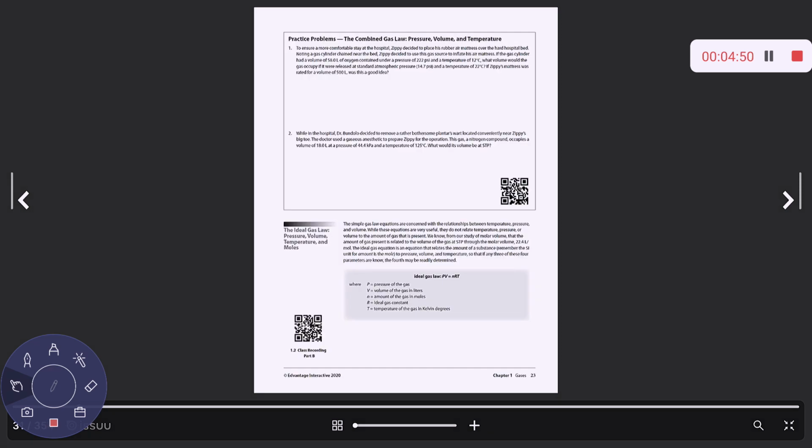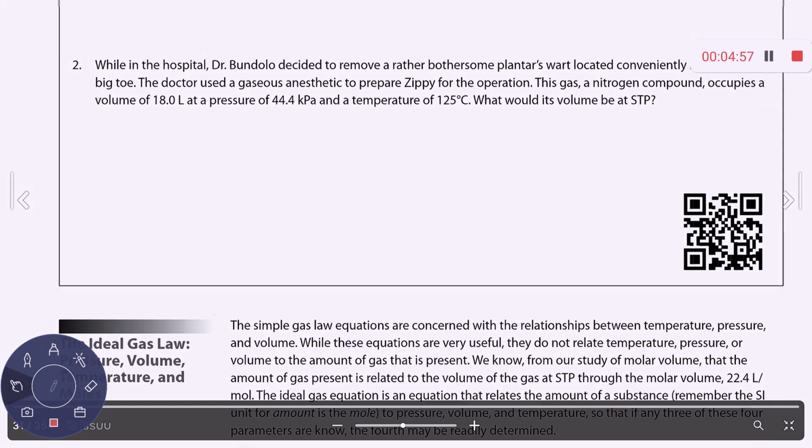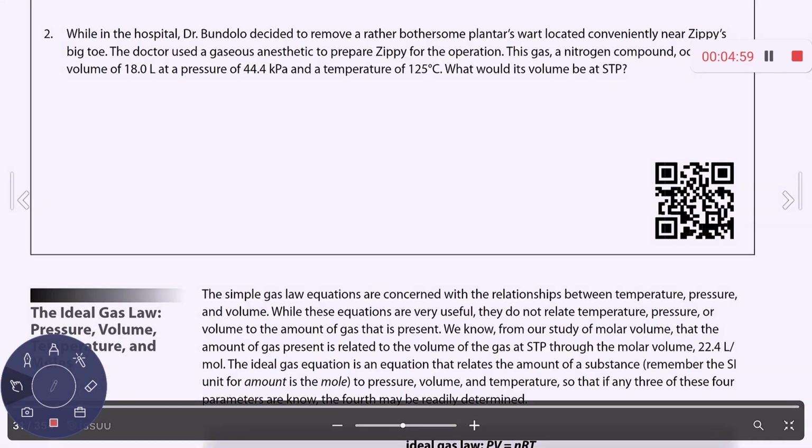Okay. So let's take a look at a practice problem. Do I need to do one with STP just so you can see? Yeah? Number 2. Let's do this one. While in the hospital, Dr. Bundelow decided to remove a wart from Zippy's big toe. The doctor used a gaseous anesthetic to prepare Zippy for the operation. The gas, which was a nitrogen compound, occupies a volume of 18 liters at a pressure of 44 kilopascals, a temperature of 125 degrees C. We want to know what the volume is going to be at STP.